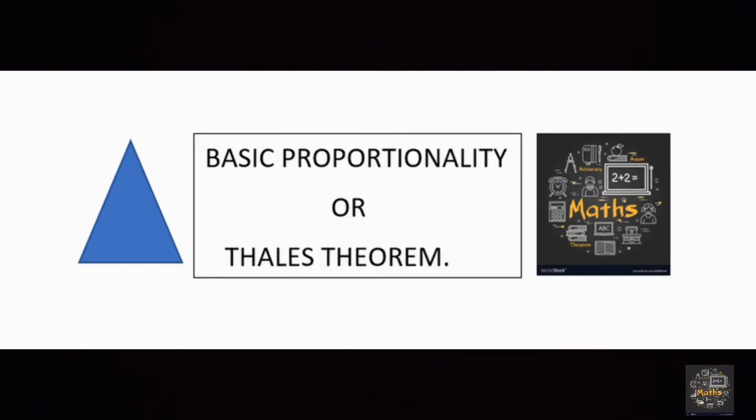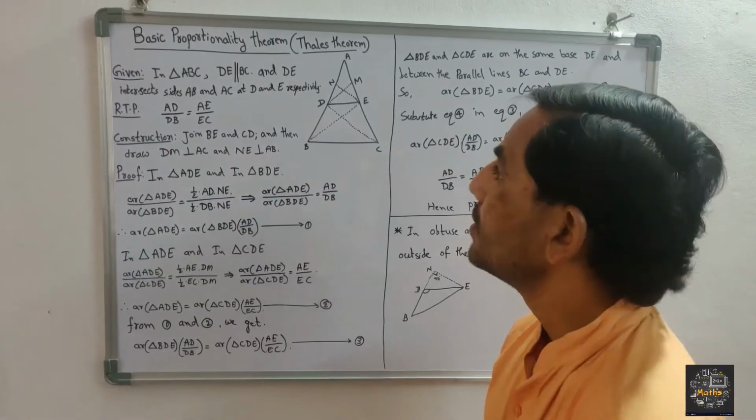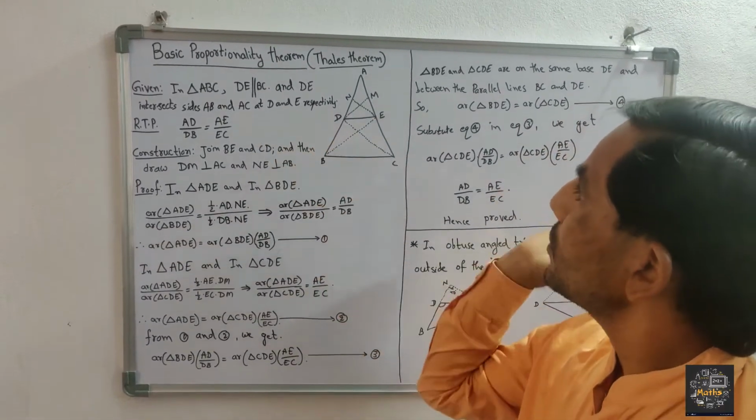Hi everybody, this is Karya Ravi. I am taking the mathematics class, CBSE syllabus, theorem 6.1, basic proportionality theorem or Thales theorem. The theorem statement: if a line is drawn parallel to one side of a triangle to intersect the other two sides in distinct points, the other two sides are divided in the same ratio. Okay, basic proportionality theorem or Thales theorem.